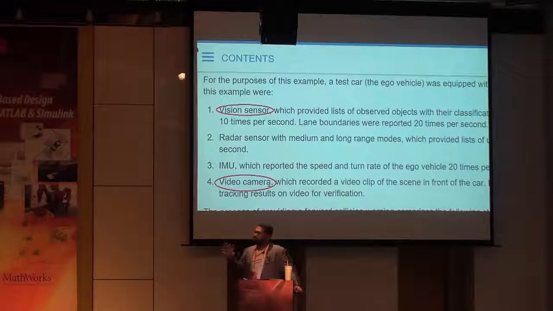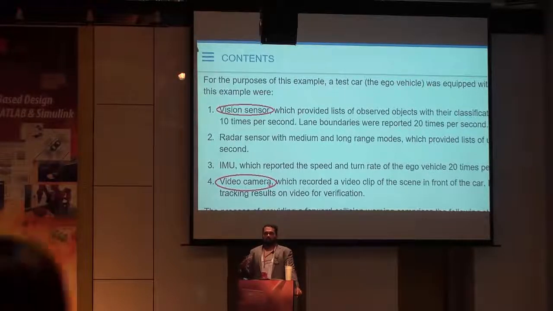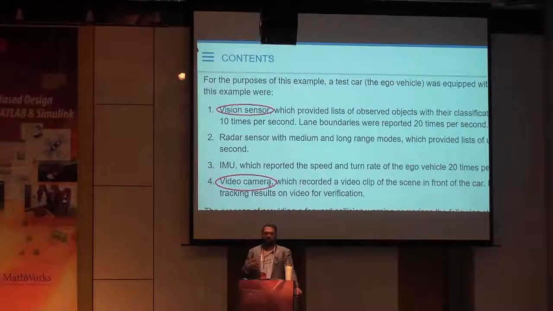So this is why I have two different sensors that relate to vision, because I want the unprocessed video and I want the processed video. This is important because you'll see why. It's important to have both pieces of information. But in addition to that, we also have the radar and IMU.